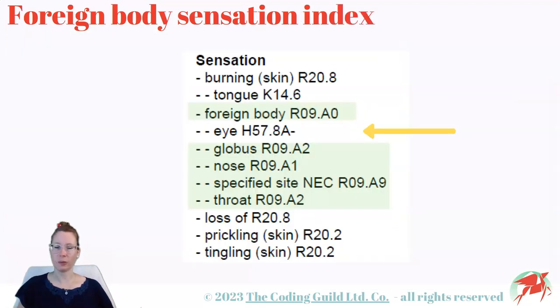Here we can see what the new codes look like in the index. They are under the index entry sensation, foreign body. On a side note, this newly added index section also contains the new codes for foreign body sensation in the eye, codes starting with H57.8A.